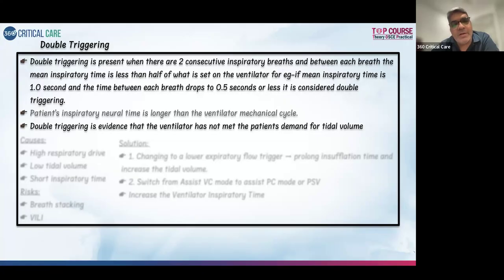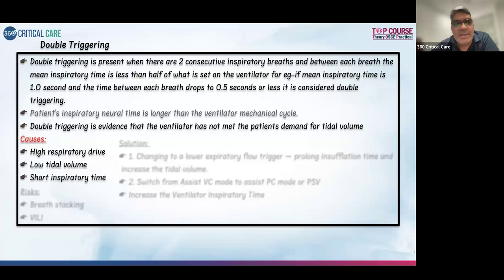Okay. Now, double triggering can be because of many causes, but the bottom line is when the neuronal time for the patient is more than the set time for the ventilator. The patient requires an inspiration of 4 seconds and you have put it at 2 seconds. That means the patient is going to breathe in between. That will cause double triggering of the ventilator.